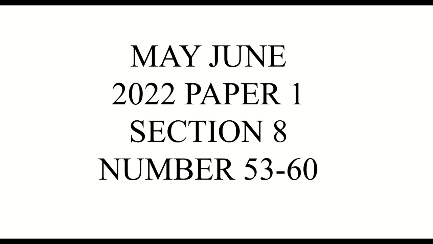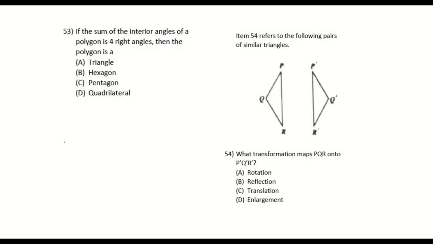Let's look at May, June 2023. Paper 1, Section 8, number 53 to 60. Right, let's go. First one, the sum of interior angles of a polygon is 4 right angles. 4 right angles is 360. Then the polygon is a quadrilateral. This here, what is the transformation? It's a reflection.